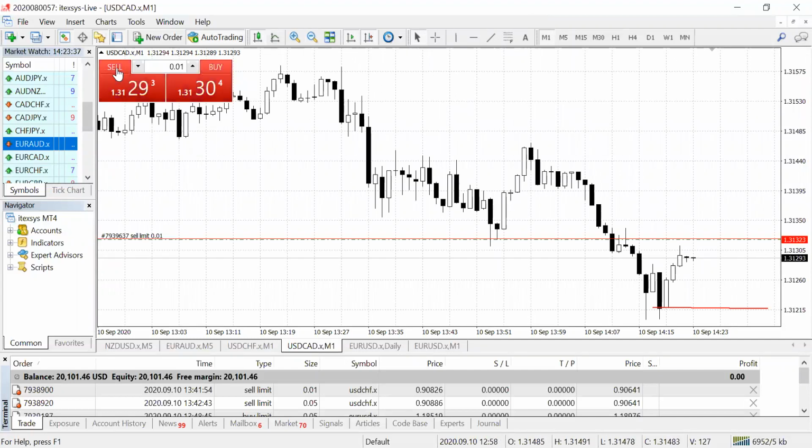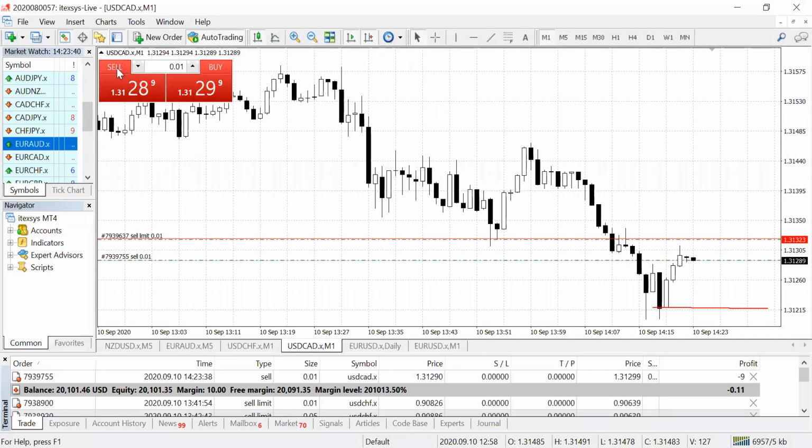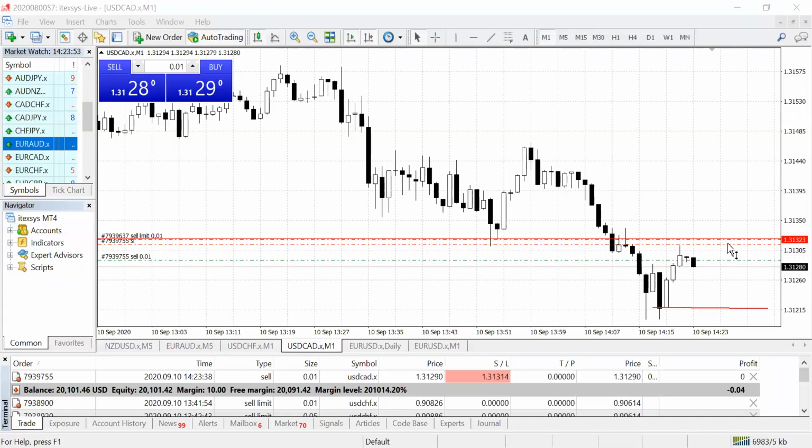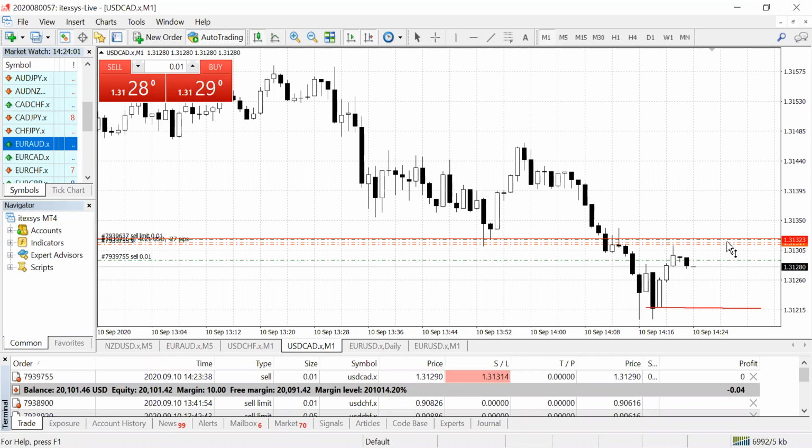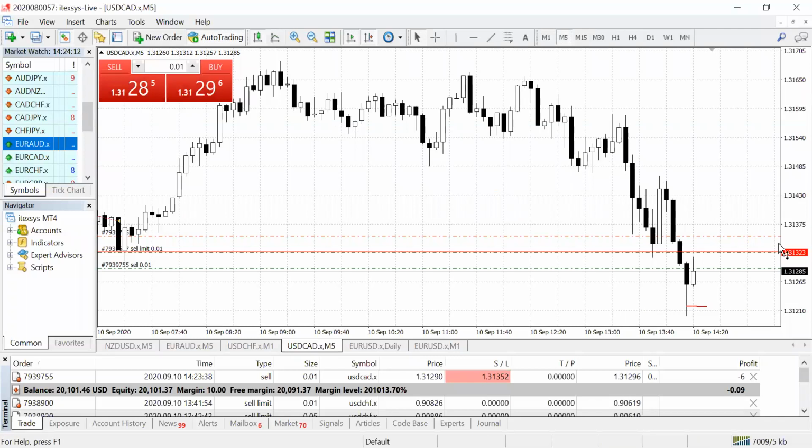Okay, let's take the first trade. For this trade, you could either put the stop loss on the other side of the pivot, which would be 2, 2.5 pips, or you could go all the way to the supply area on the 5 minute chart. Yeah, maybe there, and that would be a good place.